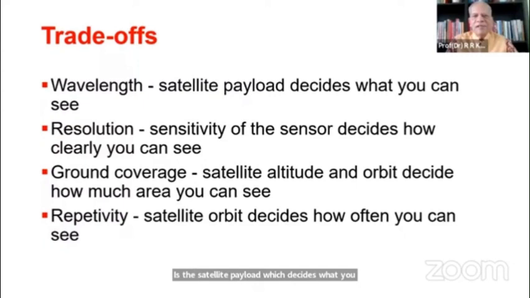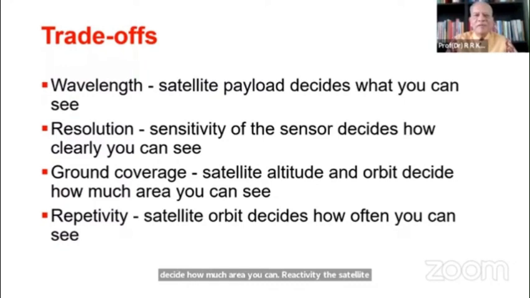Resolution: the sensitivity of the sensor will decide how clearly you can see. Ground coverage: the satellite altitude and orbit will decide how much area you can see. Repeatability: the satellite orbit decides how often you can see.